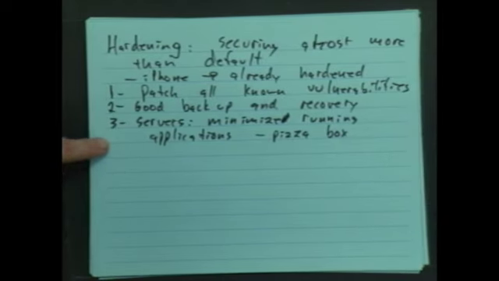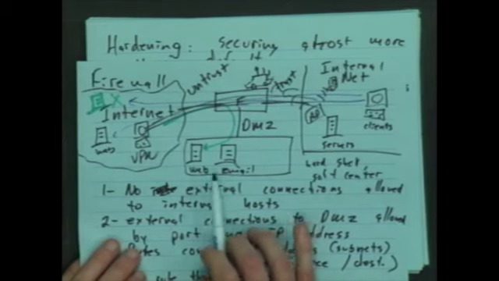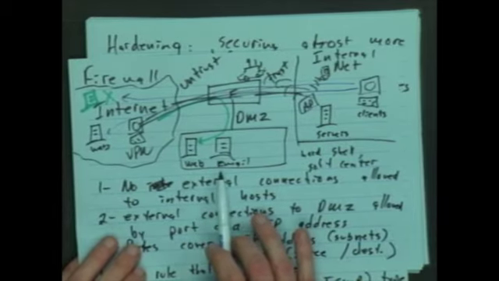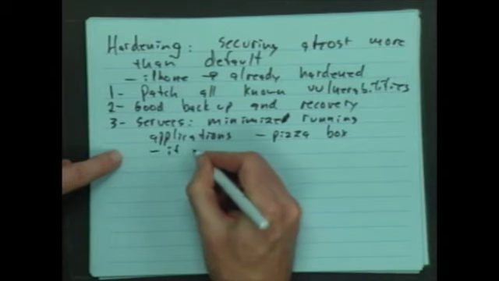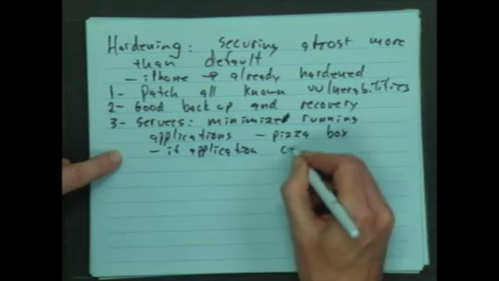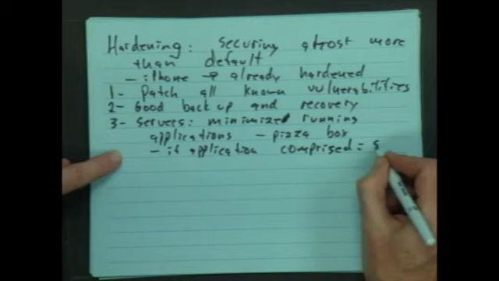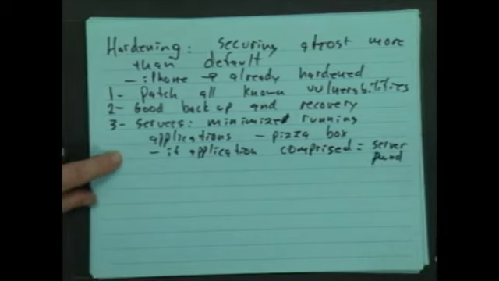So I drew my little web server. Where's my DMZ? So over here I drew a web server and an email server. In my day, we would have a completely separate box for web and a completely separate one for email. The idea is if an application is compromised, then the server is gone too. So they are owned, okay?